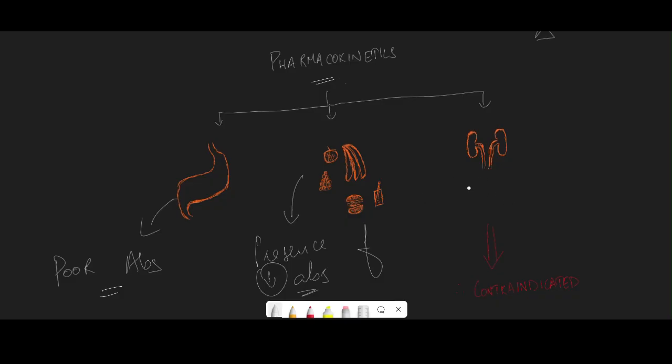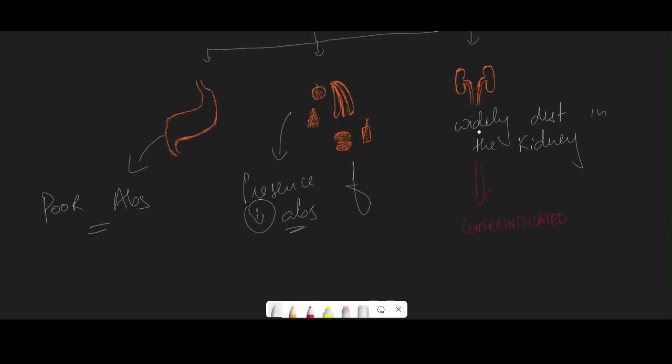And the third one is that it is widely distributed in the kidney. So from the pharmacokinetics you can understand that since it's widely distributed in the kidney, it's contraindicated in patients with renal impairments. So these are the pharmacokinetics for acamprosate.